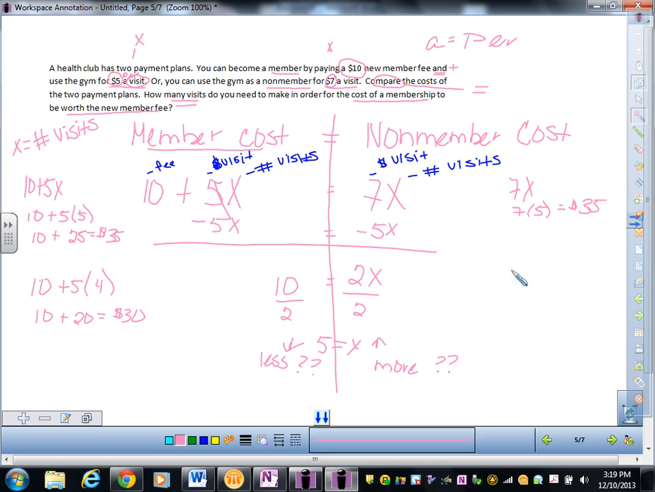And we'll do the same over here. 7x was our original. We can plug in a number less than 5, which we used 4. And that gives us 28. Well, 30 is greater than 28. So if I go less than 5 times, then it's cheaper to be a non-member.